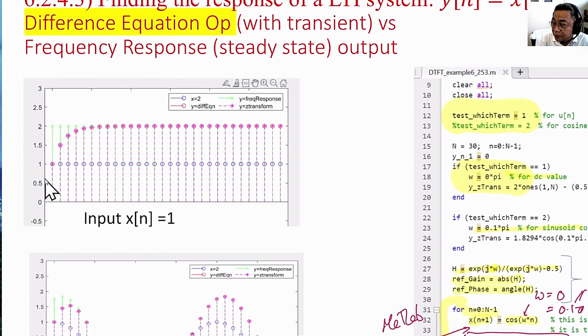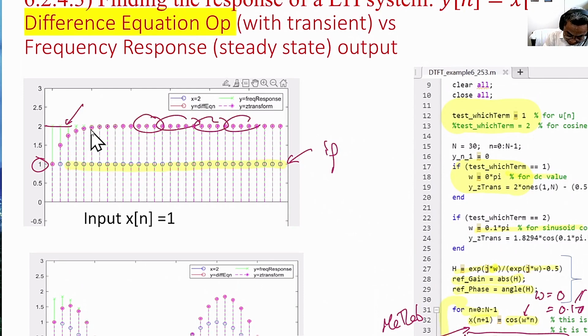Alright, let's now explain these 4 figures. This blue dot here is the input, and it has value 1. This green dot here is the steady state response. So that means when the input is 1, the output is already 2 all the way. What about these circles going up? And then after that, it becomes the same as the steady state response.